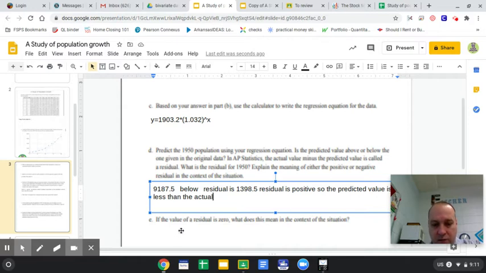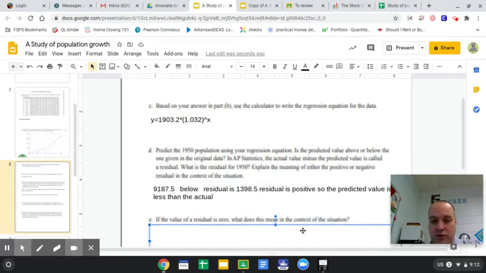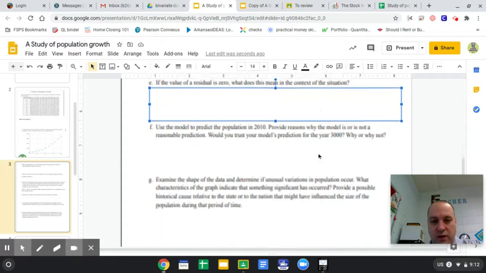If the value of the residual is 0, what does this mean? Well, if I subtracted those two numbers and I got 0, doesn't that mean that the actual and the predicted value have to be exactly the same? So if they're exactly the same, then your residual is 0. So that means the actual minus the predicted is the same. So that's what you'd write. So then we go down to the next one.